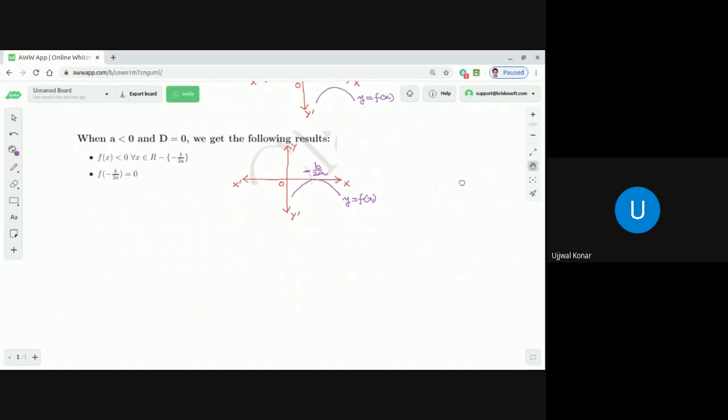Then the third case, dear students, is when a is less than 0 and d is greater than 0. When a is less than 0 and d is greater than 0, how are we going to do it? That we are going to look at now.